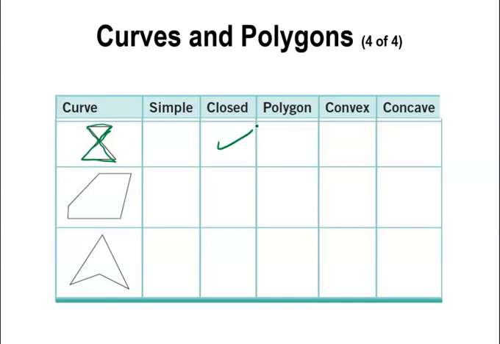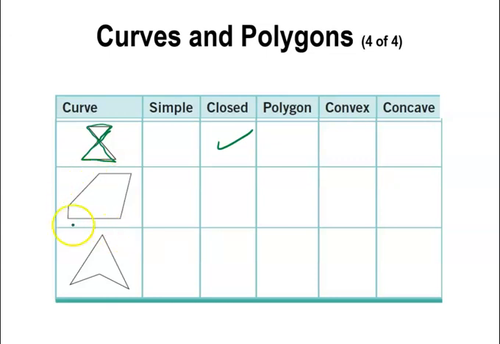Is it a polygon? No, because a polygon is a simple closed curve with line segments for edges. Convex and concave also require simple and closed to discuss them. Okay? All right, next one.